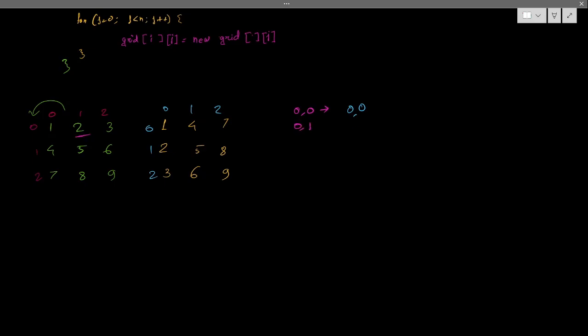The old 0 1 comes around to 1 0. Then the old 0 2 will come to 2 0. So you can see the indexing is changed: what was i and j becomes j and i. Just swap these two indices, and that is the transpose.